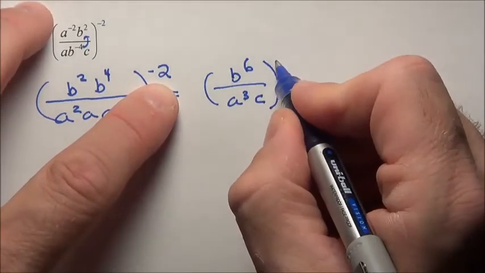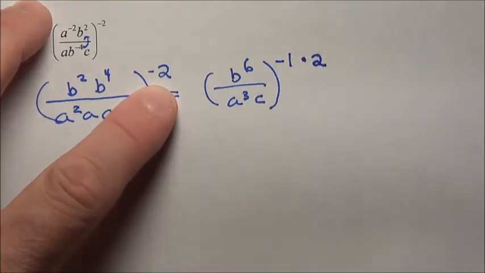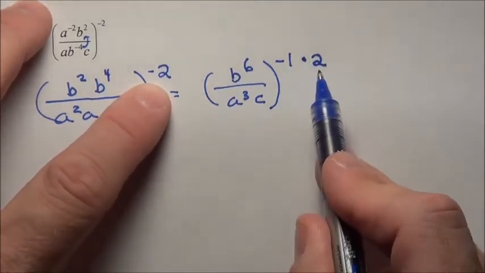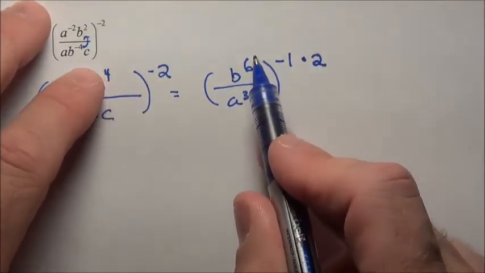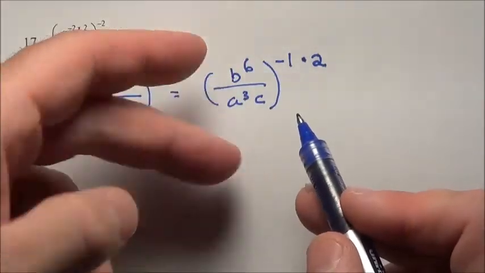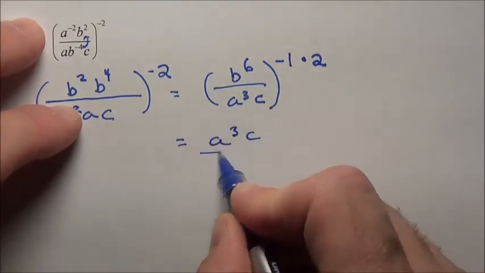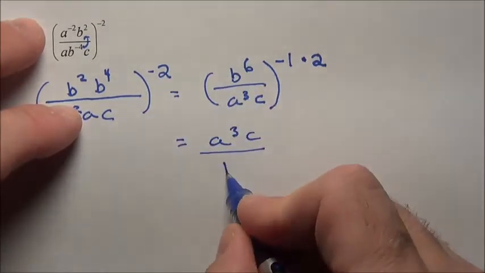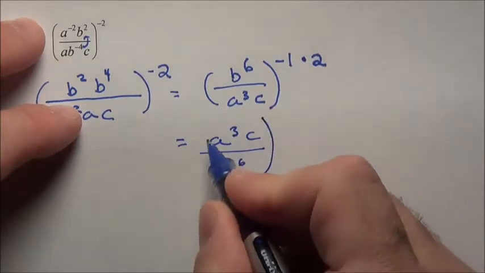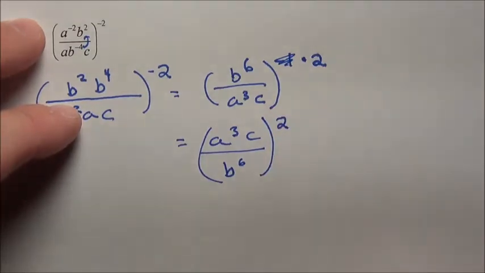Instead of saying negative 2, I'm going to say to the negative 1 times 2, because negative 2 is the same as negative 1 times 2. This negative 1 means do the reciprocal of this. In other words, take everybody and flip them. So what's in the bottom comes to the top, and what's in the top, the B to the 6th, goes to the bottom. I've now taken care of that negative 1, the reciprocal, so I just got to square it.